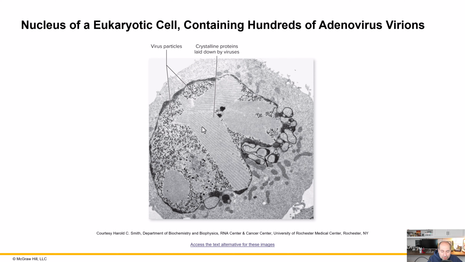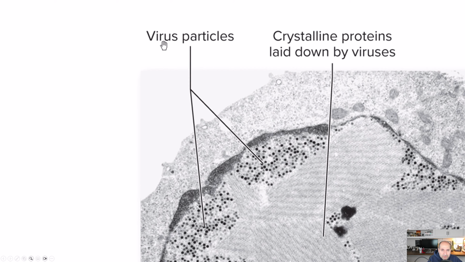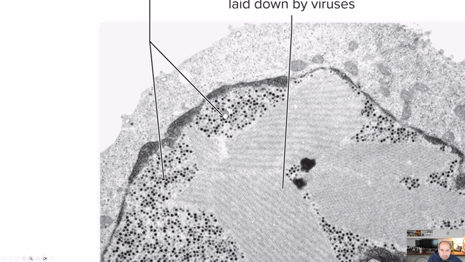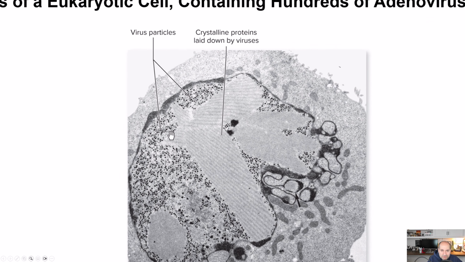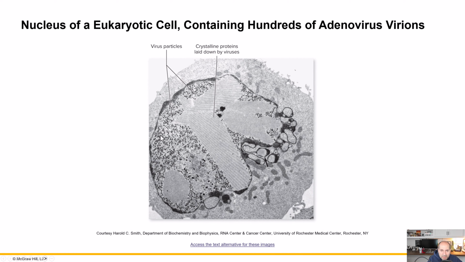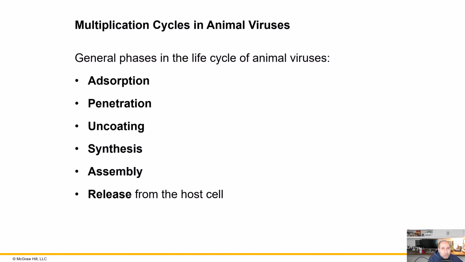So each cell that is infected with a virus becomes a virus factory, now instructed to make multiple copies of that virus. And here you can see an image of viral particles. Each one of these dark spots is a viral particle, a new virion. And you can see how there are hundreds upon hundreds of these virions within the host cell.